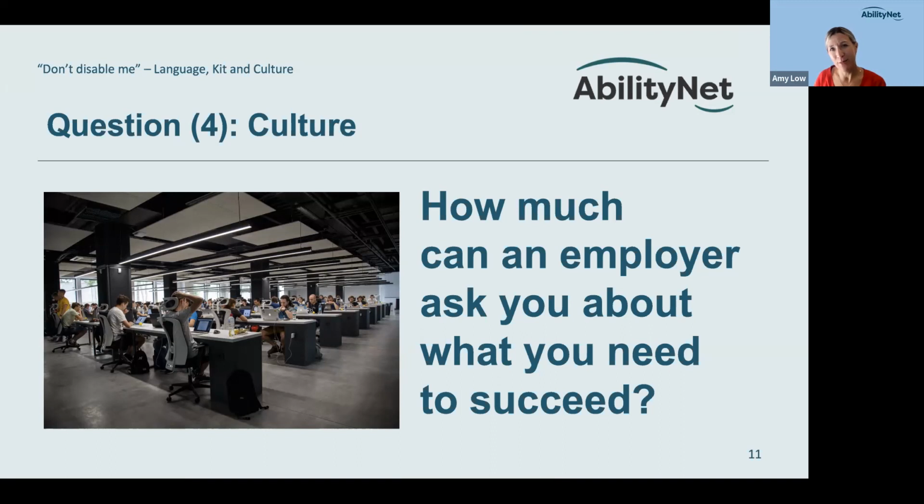Izzy, did you want to come in with something? I see your hand up. Yeah, I just wanted to say that maybe we should rephrase the question, and employers should ask, what can we do for you to feel included and to help you succeed in work? Center the person as an equal, not a person in need because of their difference in any way.